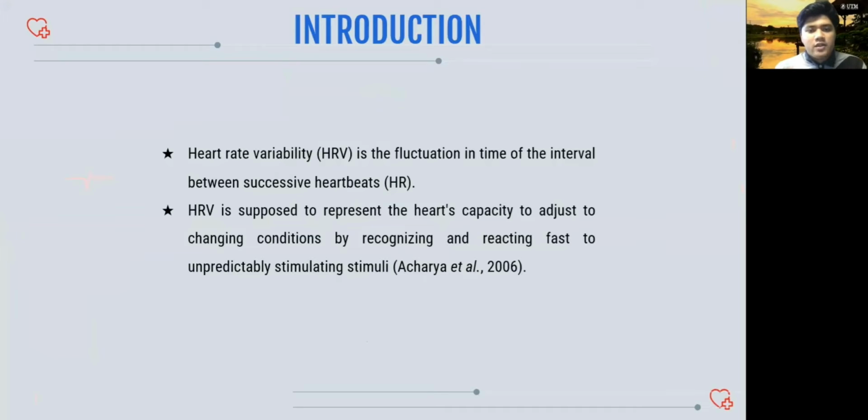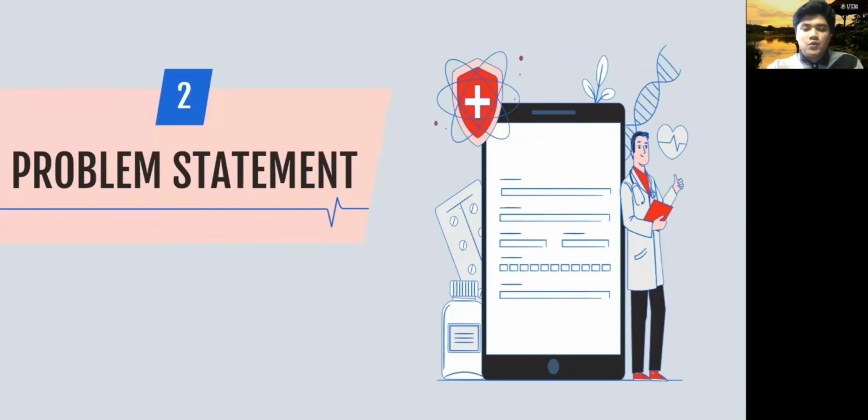what is heart rate variability, or known as HRV? HRV is the fluctuation in time of the interval between successive heartbeats, or HR. HRV is supposed to represent the heart's capacity to adjust to changing conditions by recognizing and reacting fast to unpredictably stimulating stimuli. Next, we go to the problem statement.